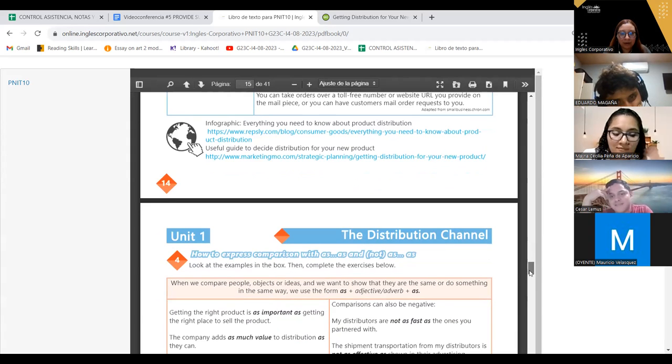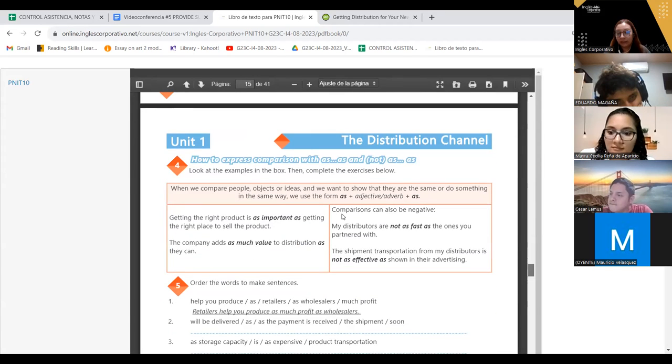So listen, we have a summary here of the topic we were speaking about earlier, right? How to express comparison using as, and not as. And we have just examples. This part, we're only going to read it. We're not going to review it or explain it, because we already did that in the first hour, right? So I just need three people to read. One person is going to read this part, another person this box, and another person this box. You're only going to read some. Volunteers, please.